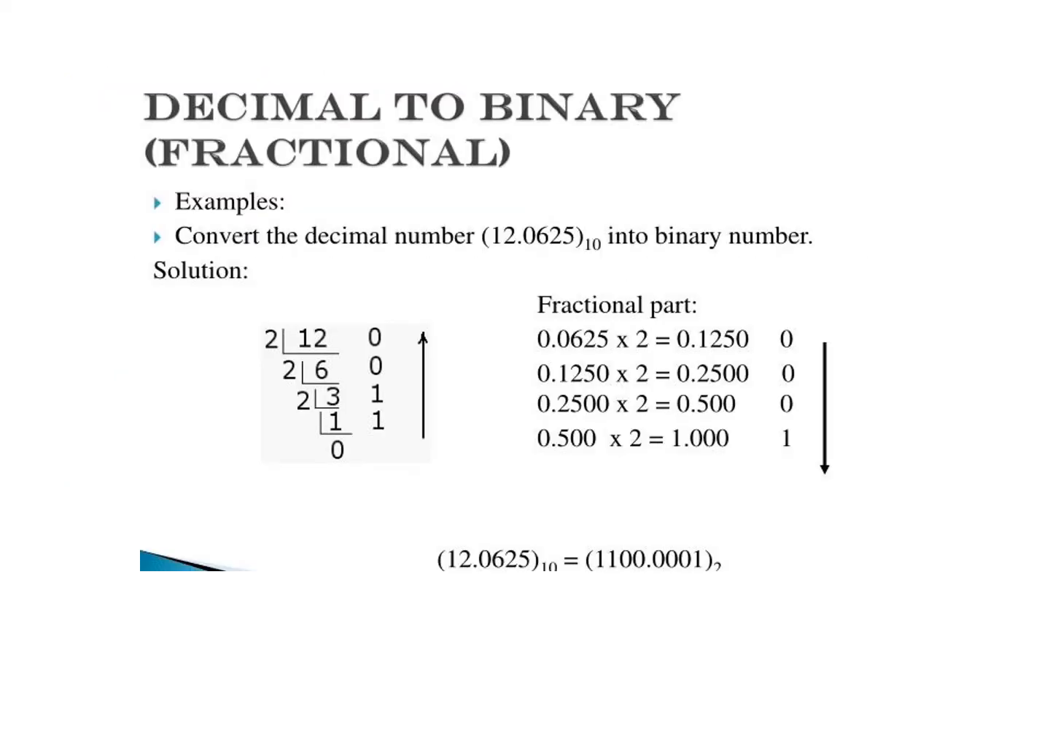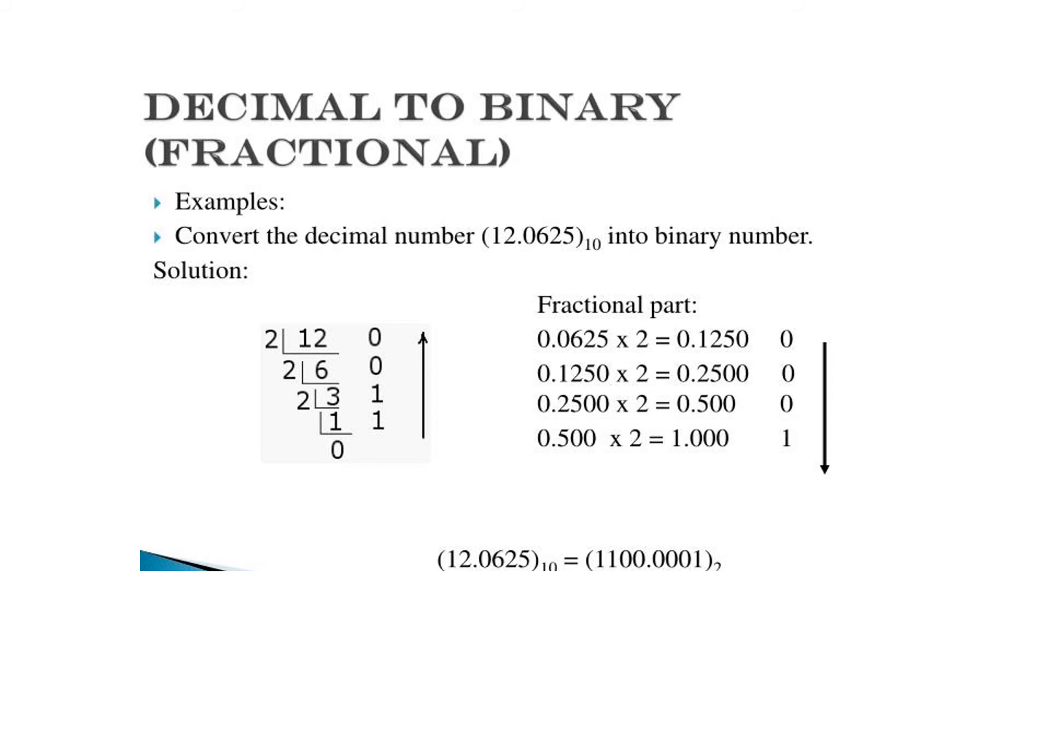Here we have the example for converting a decimal to a binary number, including a fractional number. Convert the decimal number 12.0625 into a binary number. We will divide the decimal number to be converted by the value of the base, that is 2. Record the remainder as the rightmost digit of the new number, and divide the quotient of the previous division by the base, record the remainder as the next digit, and then again divide. The same process continues until the quotient becomes 0.